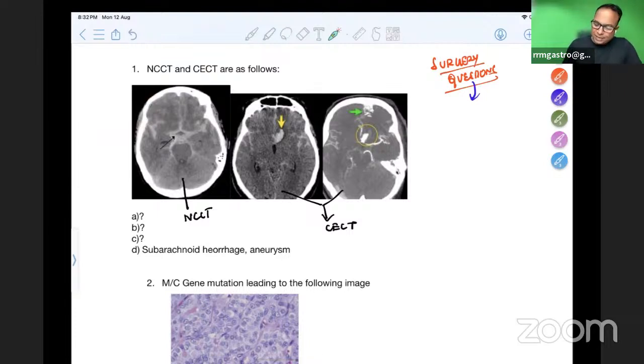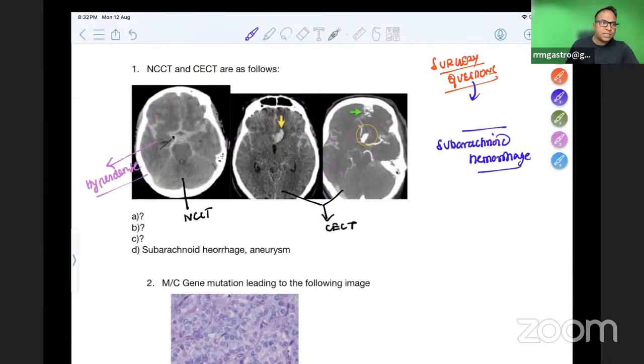In this non-contrast CT, you see it is looking hyperdense. A hyperdense subarachnoid space is due to subarachnoid hemorrhage. So this is a case of subarachnoid hemorrhage. Such an excellent question. It's a picture-based question from radiology cum surgery. A subarachnoid hemorrhage image is given there.